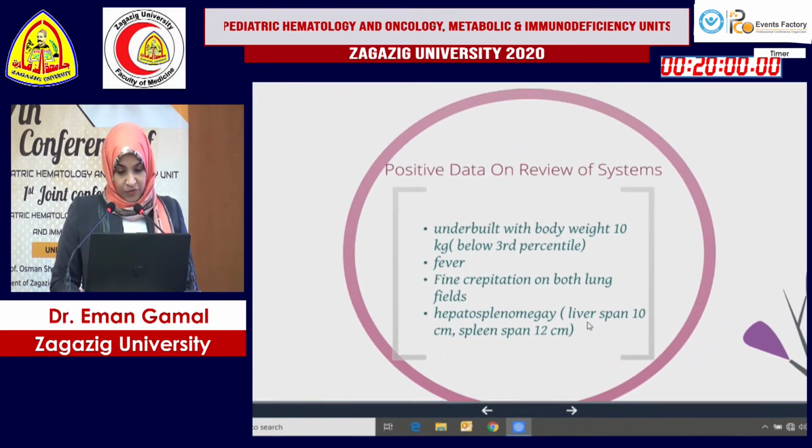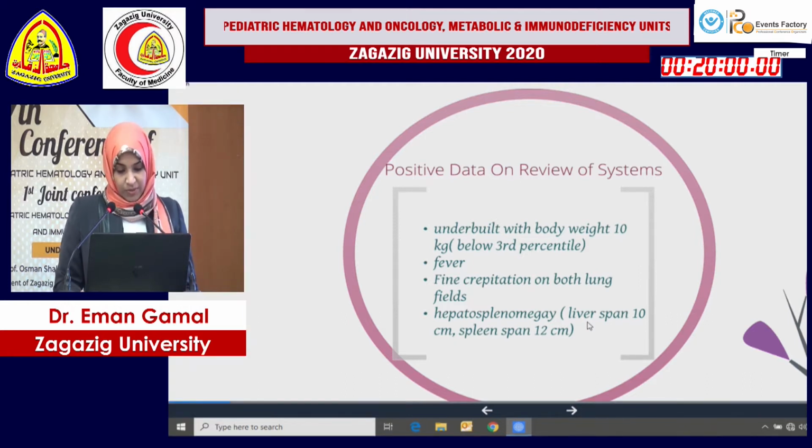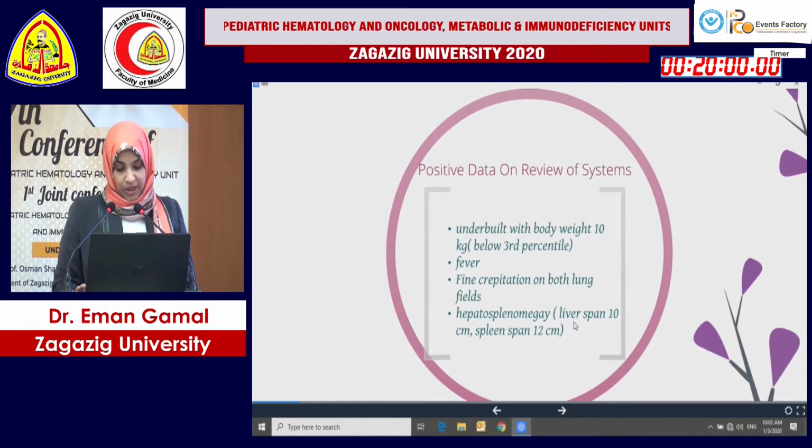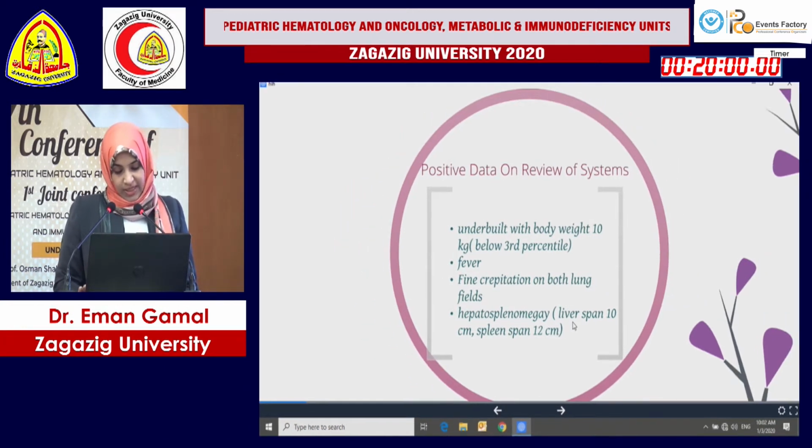Positive data on review of systems: the patient was underbuilt, with a body weight 10 kg below the 3rd percentile. He was feverish, with fine crepitations on both lung fields on examination, and abdominal examination showed hepatosplenomegaly, which was confirmed by ultrasonography.